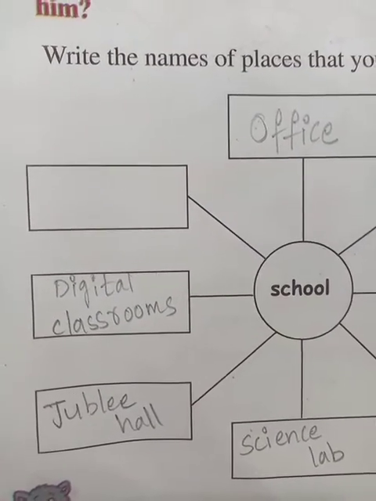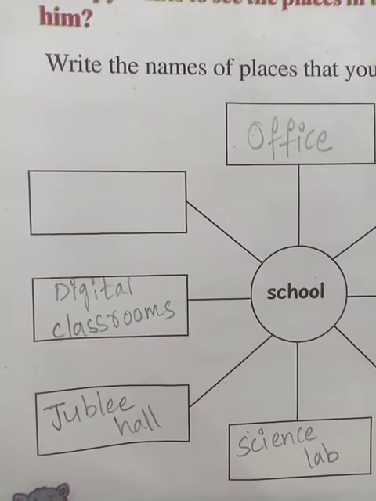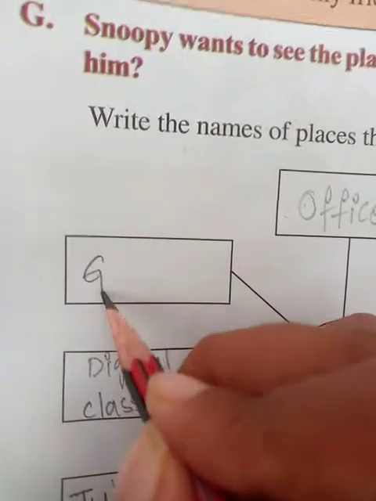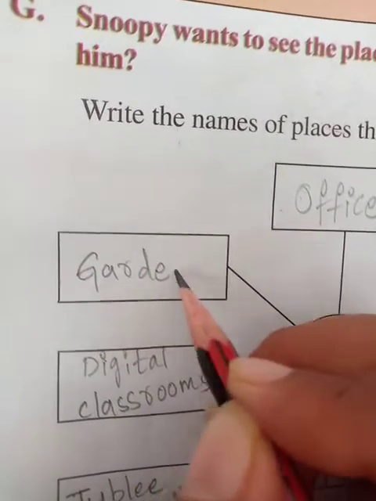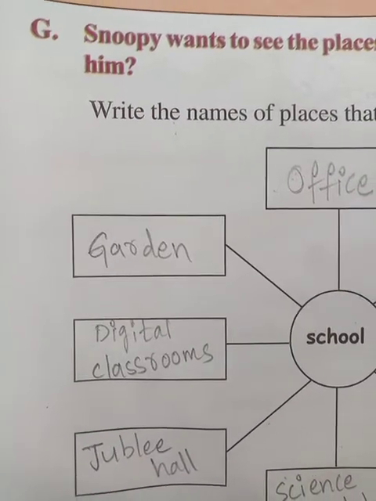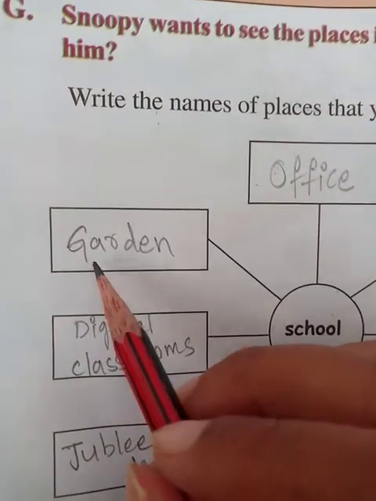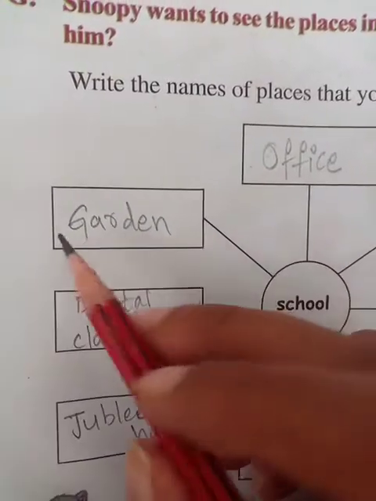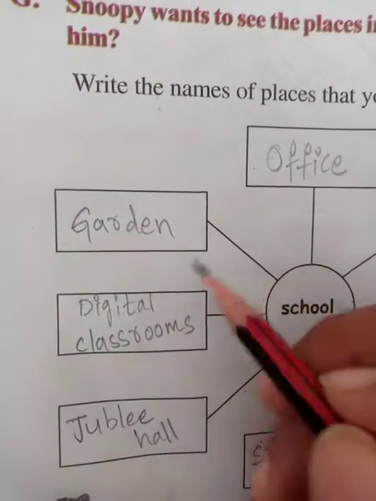One more. What do we have? Yes, we have a lot of trees, right? We have many trees in our school. We have a little garden also near the office. We can see the garden and also a dog room. Yes or no? Yes, garden. G-A-R-D-E-N, Garden.